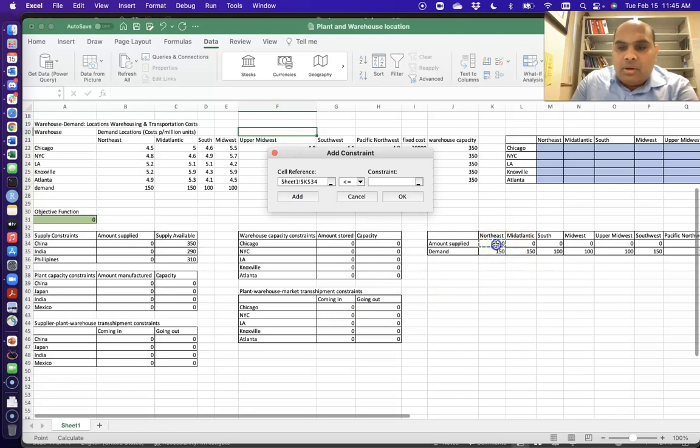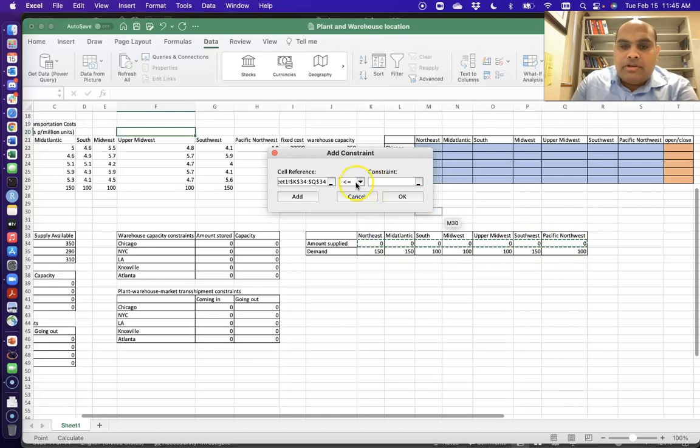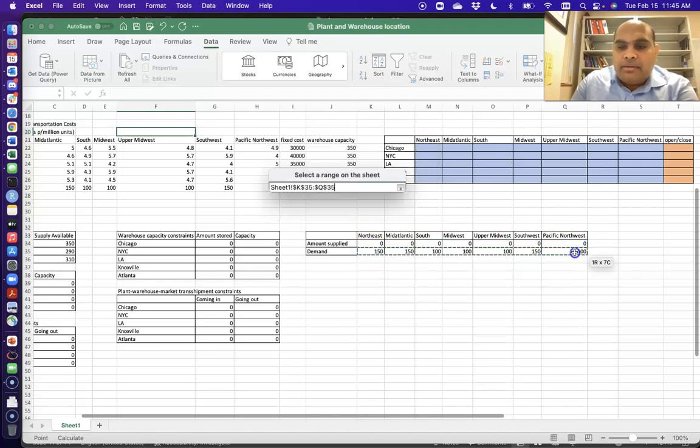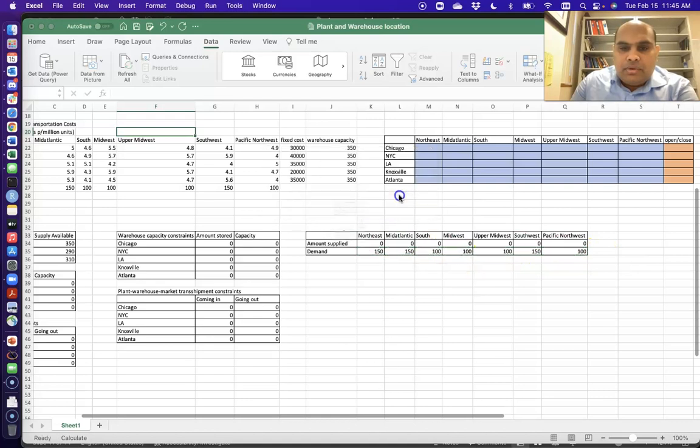And finally, demand constraints. You're saying that all the amounts that are supplied to the different demand regions have to be equal to the total demand at the demand regions, right? And then I'm going to press OK.